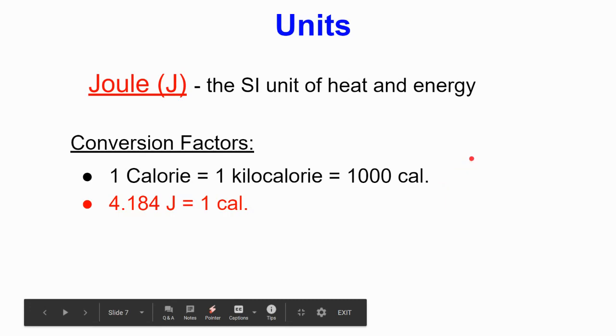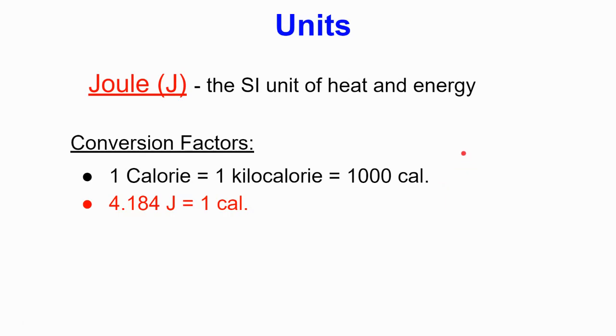All right, so let's go on. Let's look at joules. Joules is actually the unit that we're going to use the most, so we want to get really familiar with it. It's the standard unit for heat and energy. These are some important conversion factors that you need to know. This one right here in red is the one you need to know the most. There's 4.184 joules for 1 calorie. We're just going to round that most of the time, and I'll accept 4.18 joules for 1 calorie.